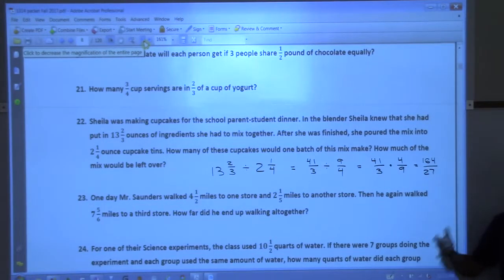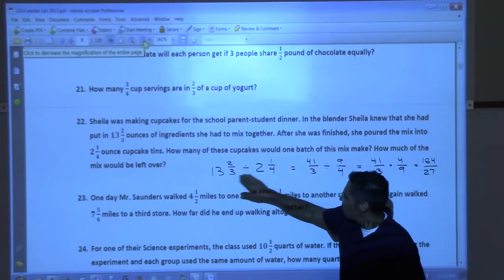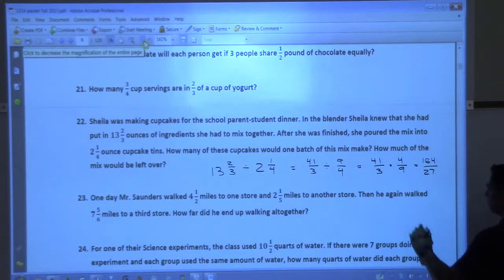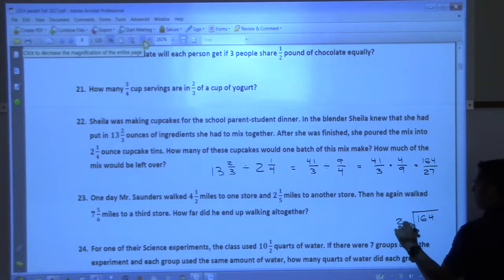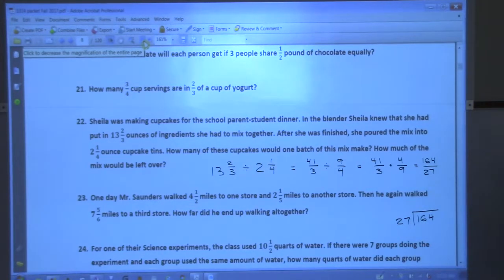So now we want to go back to a mixed number so that we can see any whole numbers in our answer, just like this. We can see whole numbers. So we do our old school division here like this, and we try and work this out.